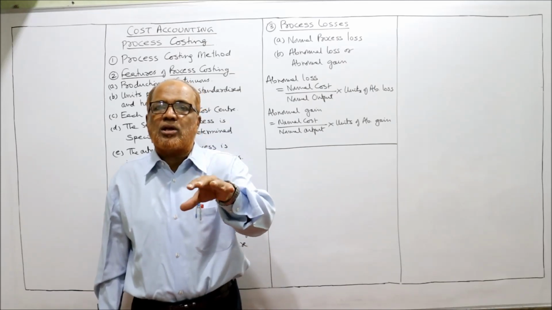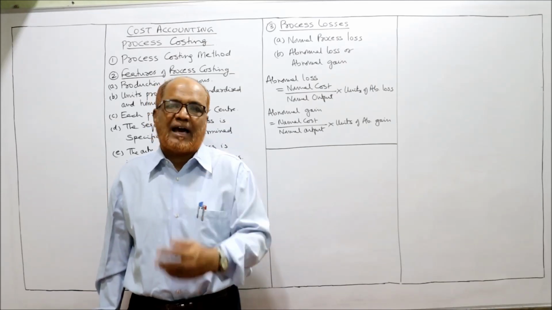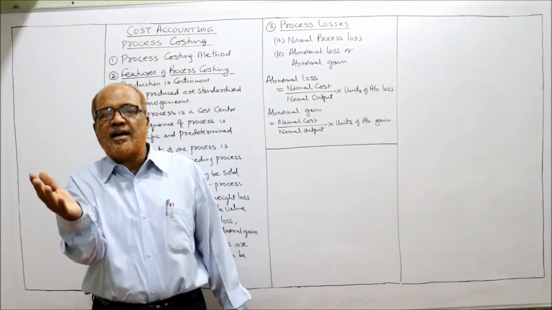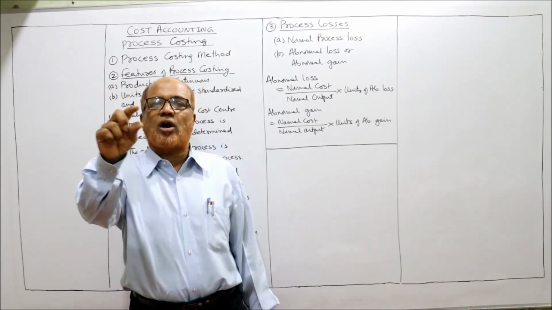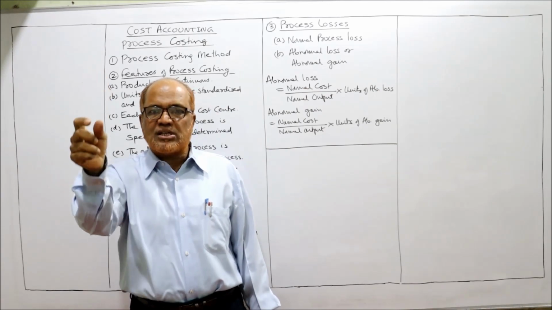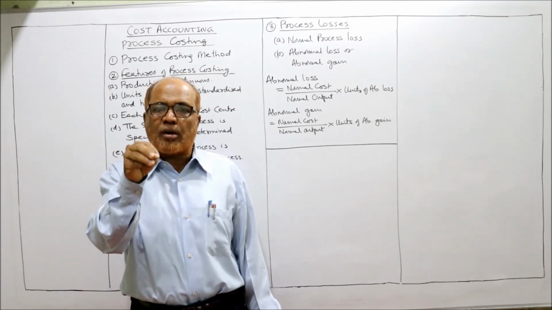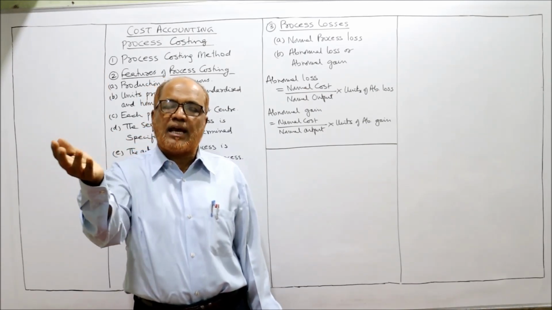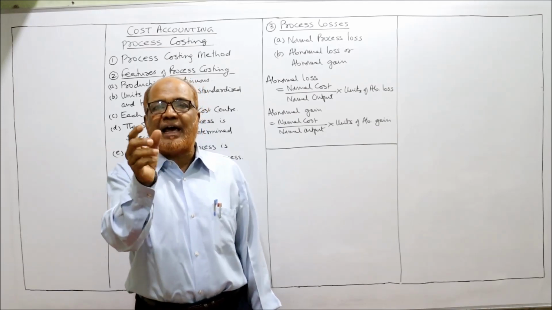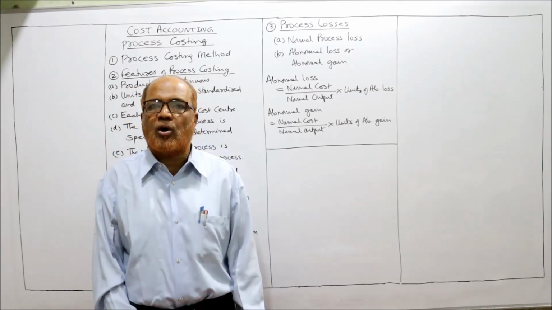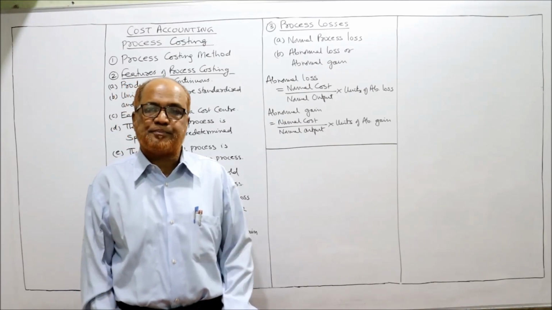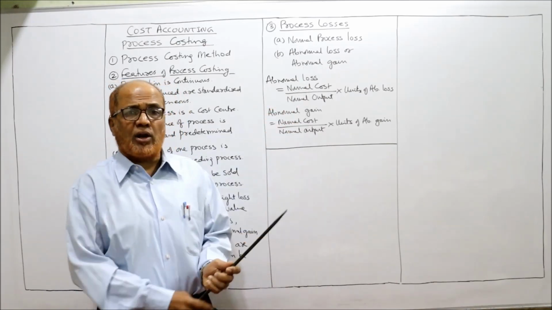Sometimes this normal loss will earn some scrap value. On the credit side of the process account, we will take normal loss in the units column. If these normal loss units are realizing some scrap value, that value will be taken on the credit side of the process account. Now what is abnormal loss?